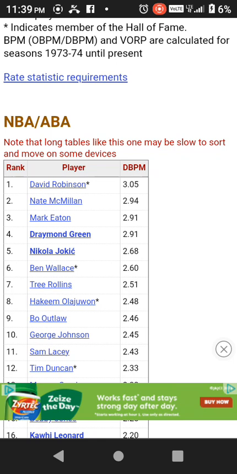I'm just saying, Tree Rollins, higher defensive box plus minus than Hakeem Olajuwon. Same difference.